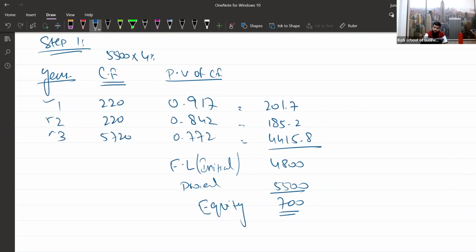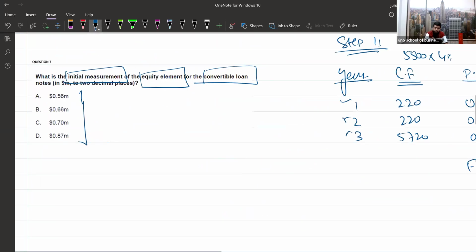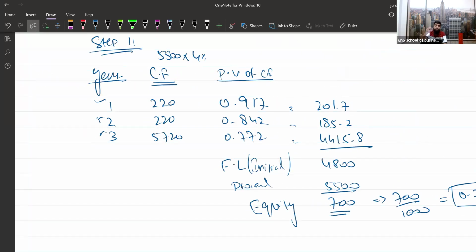If you want to convert to millions, just divide it by 1,000. So 700 divided by 1,000 makes 0.7 million, which means option C is the correct answer. But if I ask what amount of financial liability should initially be measured, 4,800 is the answer for that.